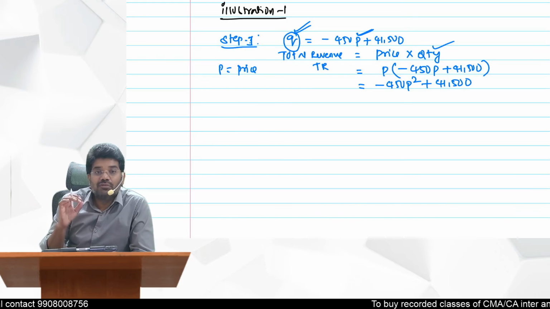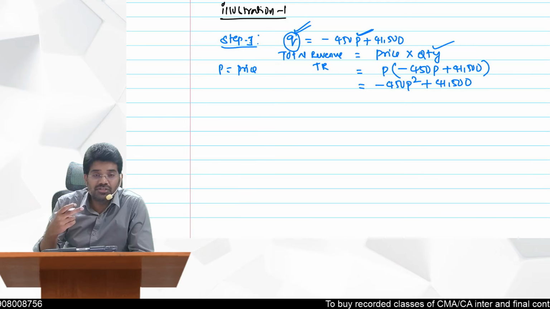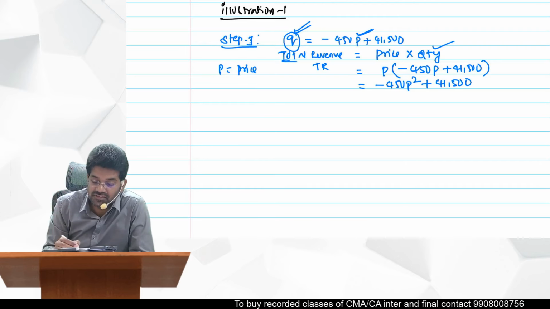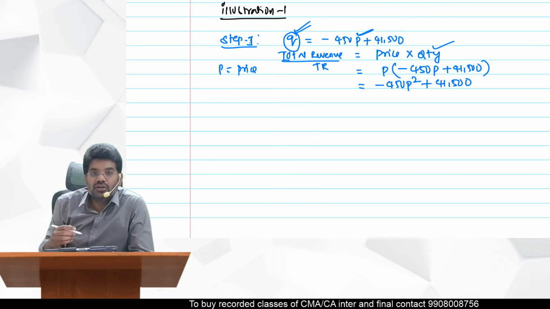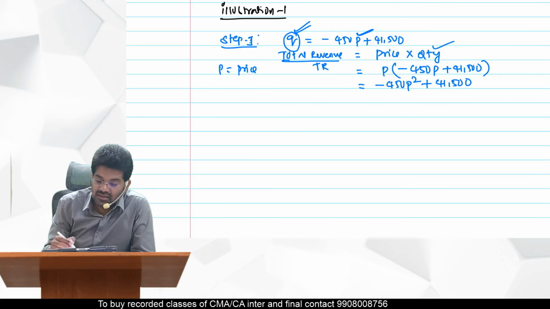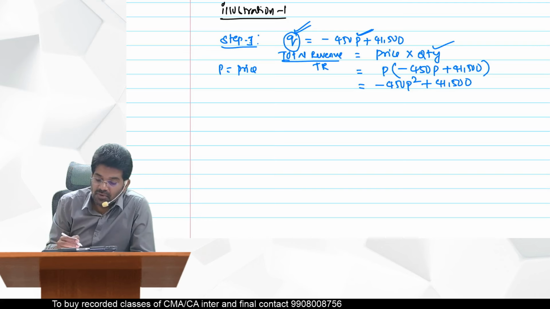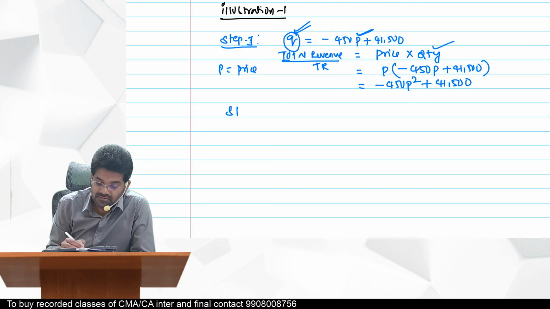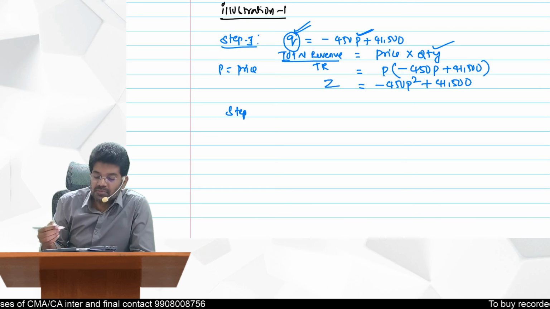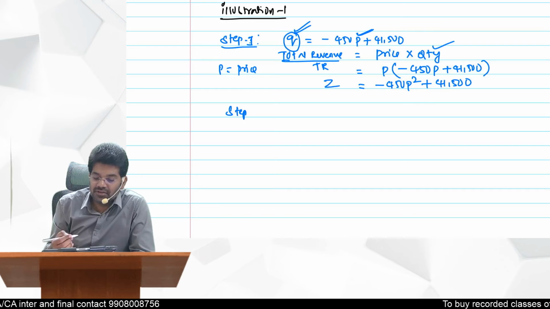Now what is your objective? What is given in the question? The objective is maximizing total revenue. So this is your function. Total revenue only you should maximize. Alright. Now step number 2. So this we will represent by Z.